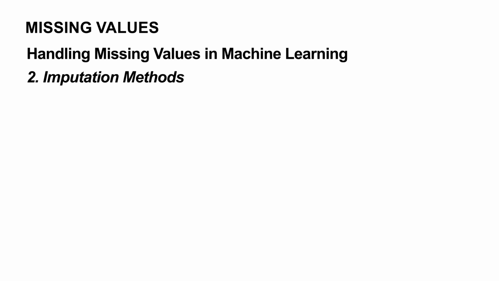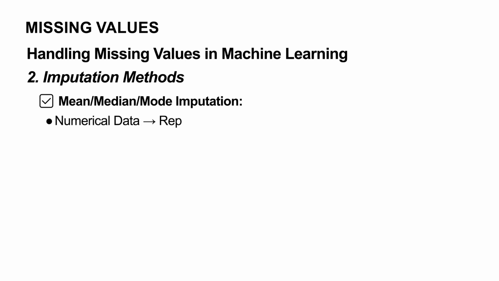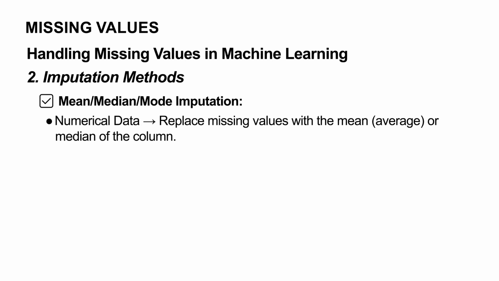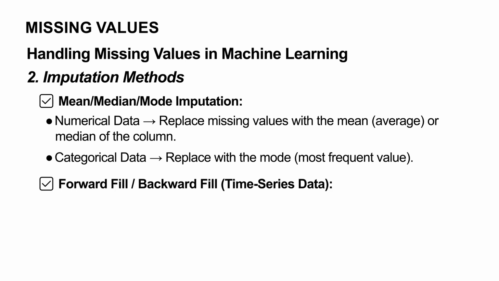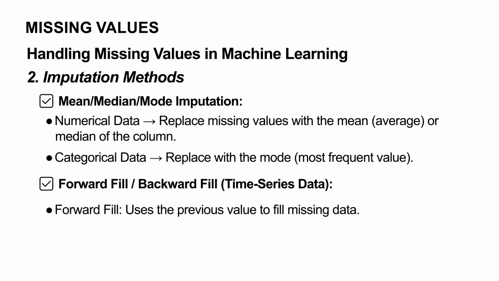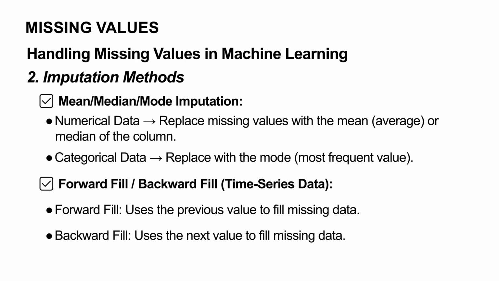Second, imputation methods. Mean/median/mode imputation. Numerical data: replace missing values with the mean, average, or median of the column. Categorical data: replace with the mode, the most frequent value. Forward fill/backward fill, for time series data. Forward fill uses the previous value to fill missing data. Backward fill uses the next value to fill missing data.